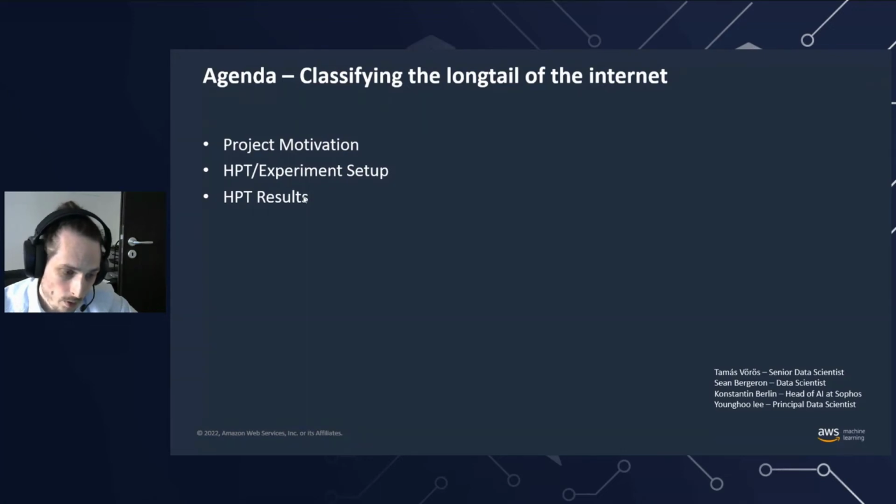Let's go through the agenda of this presentation quickly. In the first section, I will explain why we are doing this project and why we are using machine learning to do it. In the next section, I will explain how it translates to a hyperparameter tuning problem, and also the experiment setup that we have for this specific project. And finally, I will show how the hyperparameter tuning actually affects the results.